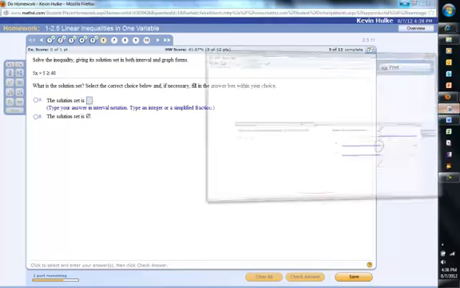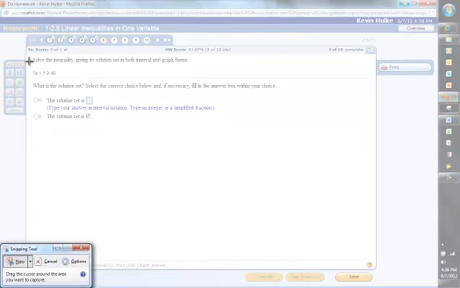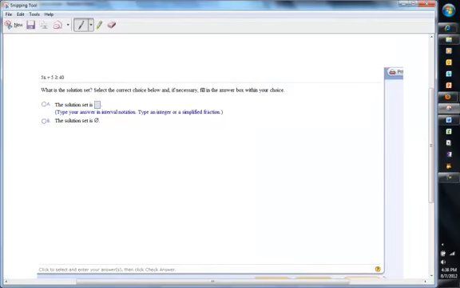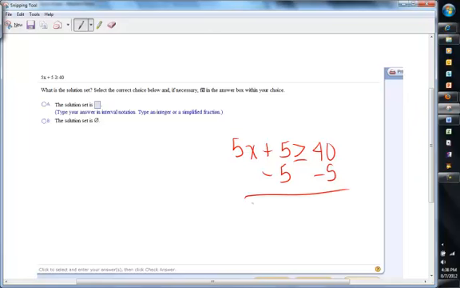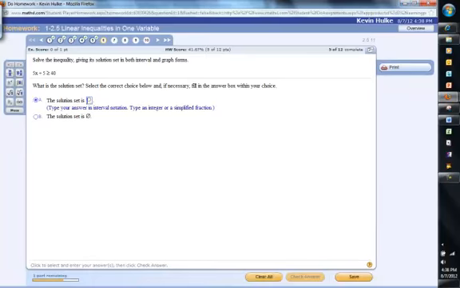Solve the inequality. As I said before, when you solve inequalities, you treat them just as though they were equalities. 5x plus 5 is greater than or equal to 40. Subtract 5 from both sides, and you have 5x is greater than or equal to 35. Divide both sides by 5. You get x is greater than or equal to 7. So the solution set is, now we have to use the interval notation, it says.